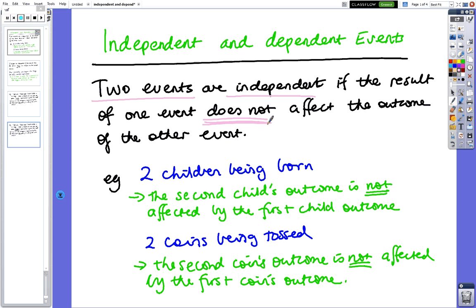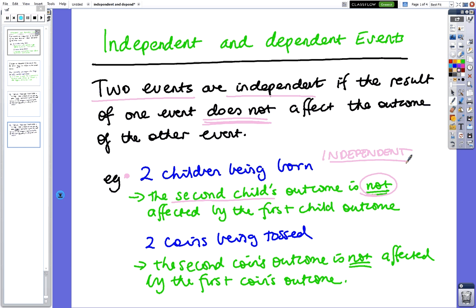For instance, if I've got two children being born in a family, the second child doesn't know what happened in the first child's case, so its outcome is not affected by the first child. So these are independent events.